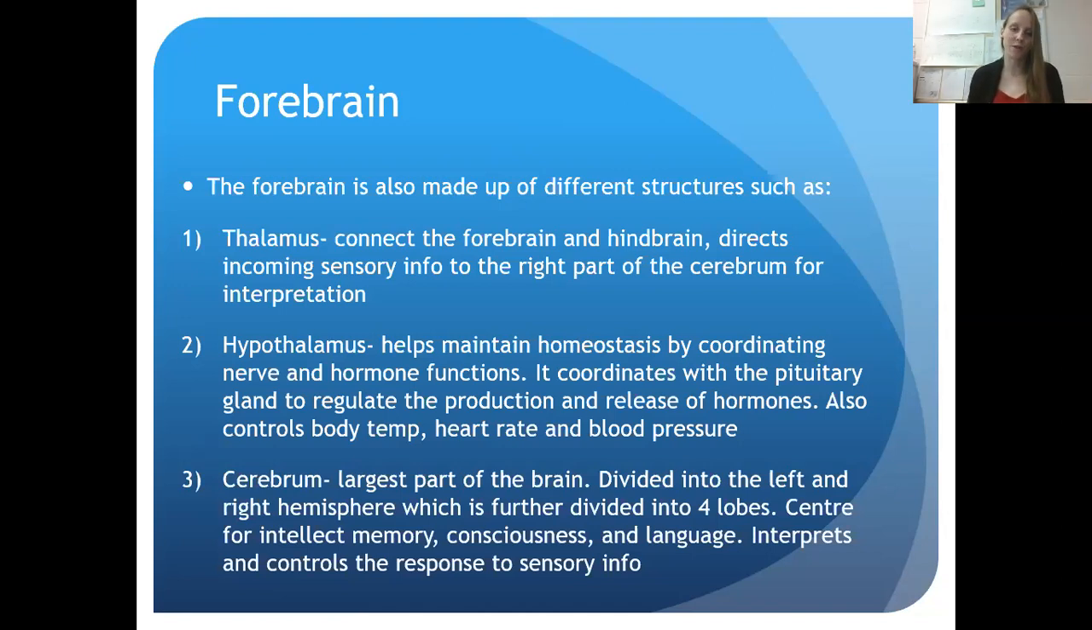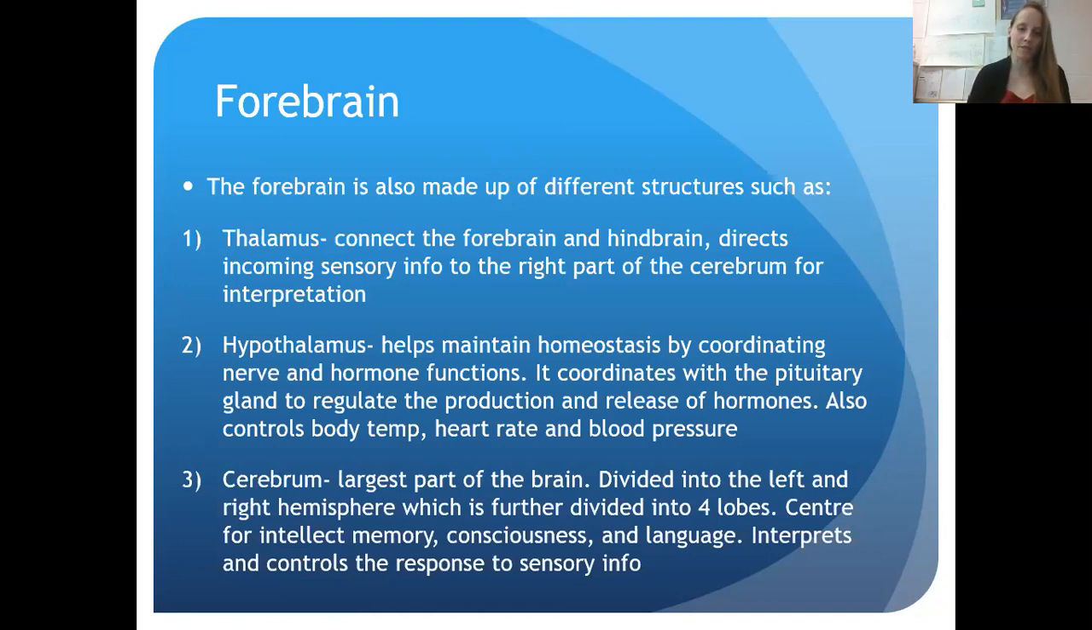The pituitary gland is told by the hypothalamus when to release different hormones, and also when to start producing different hormones. And the hypothalamus is responsible for controlling things like body temperature, heart rate, and blood pressure. The hypothalamus is also responsible for your stress responses. It's sometimes said that the hypothalamus is in charge of the 4 F's of the body, which are your fight and flight response, so your stress response, as well as feeding and mating.